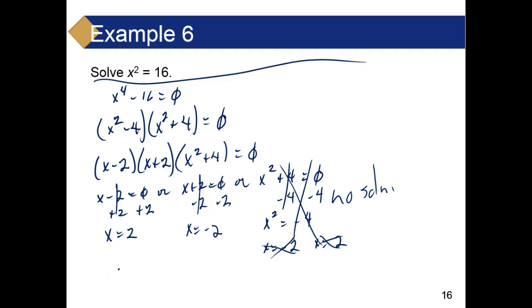And negative 2, same thing. Negative 2 times negative 2 is? Positive 4 times negative 2 is? Negative 8 times negative 2 is? Positive 16 minus 16 is 0. Yeah. Both of those work. The others do not. There is no solution for that last one. That was a little on the tricky side, but doable, okay?